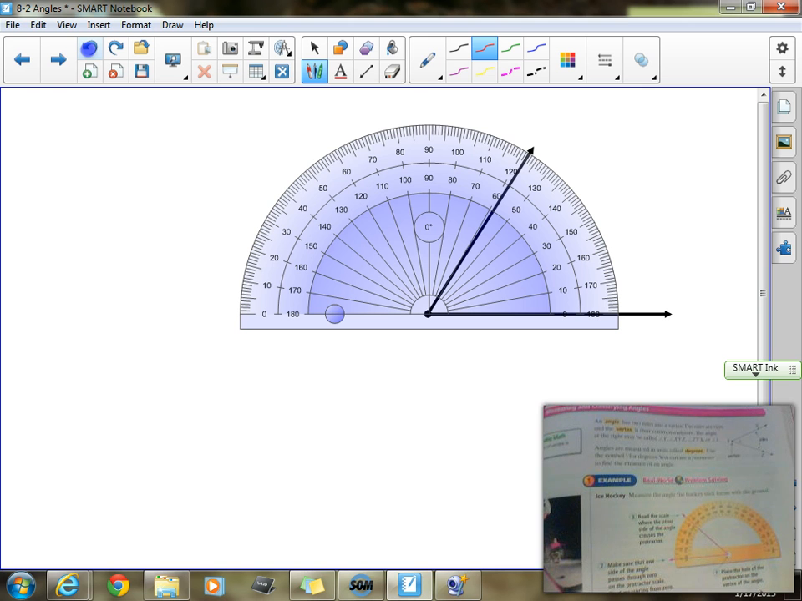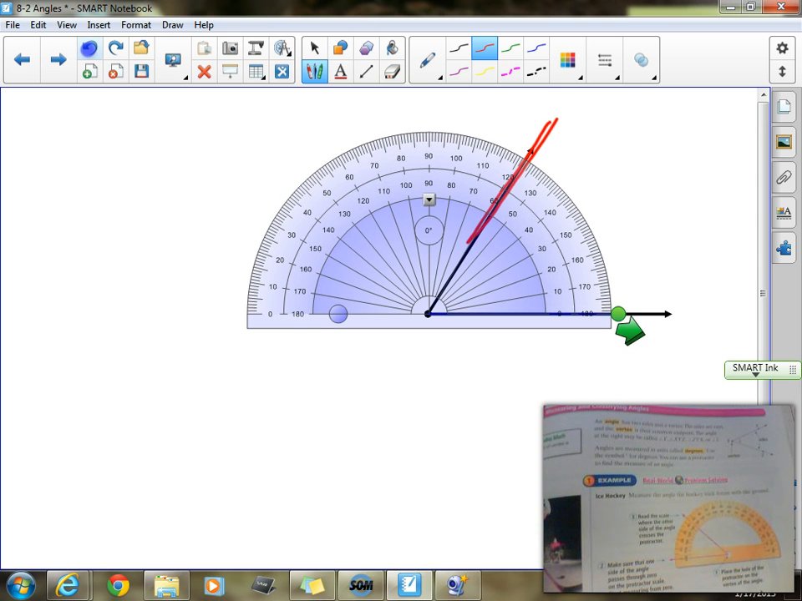Now you see right here, it comes out right about there. Now, you may see, or you should see, two different numbers. You see numbers here, and you see numbers there as well. Now, with the numbers, you want to make sure you're using the correct ones. And the easy way to do that is, if you have a smaller angle, use the smaller numbers. If you have a large angle, use the bigger numbers. In this case, we're going to use the smaller numbers.